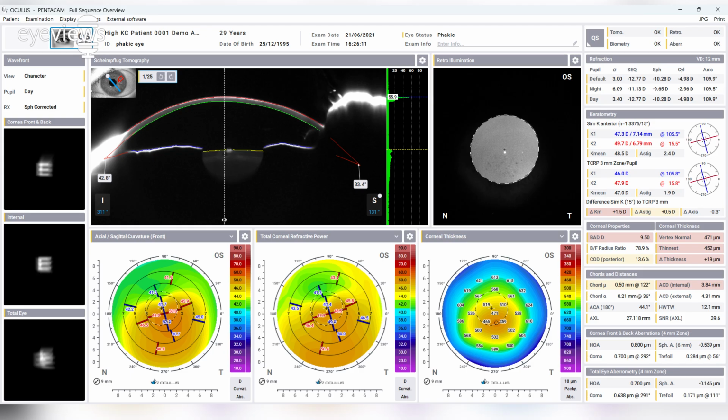There are critical measurements for this type of patients. One measurement is the pupil size in dim light and bright light. This is an essential measurement when we are planning multifocal lenses. Another measurement is the aberration of the eyes.